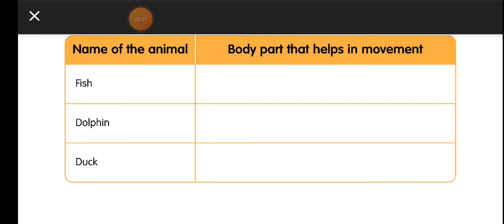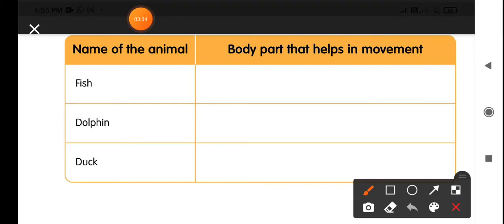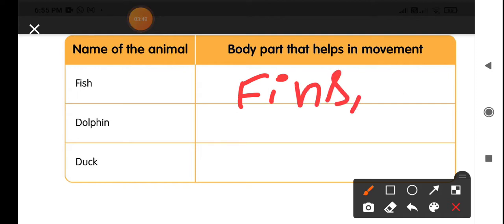So about fishes, we will find out the body part which helps in movement. Obviously, it's fins. Fins and tail help them to move inside the water. This you have already learned and you also observed just now in the given pictures. And the dolphins, which parts do the dolphins use for movement? They too have fins and tail.